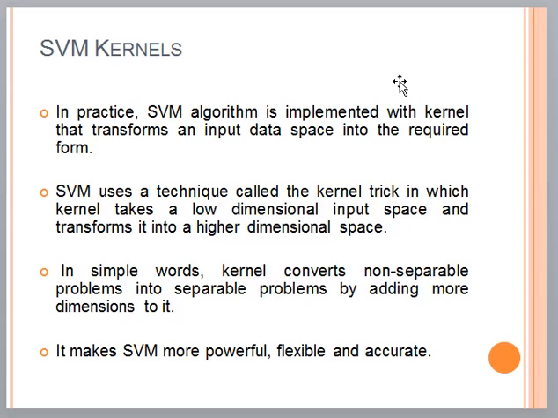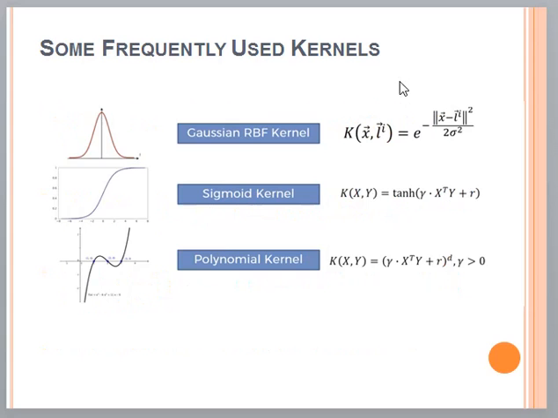In simple words, we can say that a kernel converts non-separable data into separable problems by adding more dimensions to it. So we can move one dimension to two dimensions or two dimensions to three dimensions by using these kernel functions. It makes SVM more powerful, flexible, and accurate. So obviously we have much more accuracy and much more power in terms of non-linear data sets as well with the help of these kernel functions.